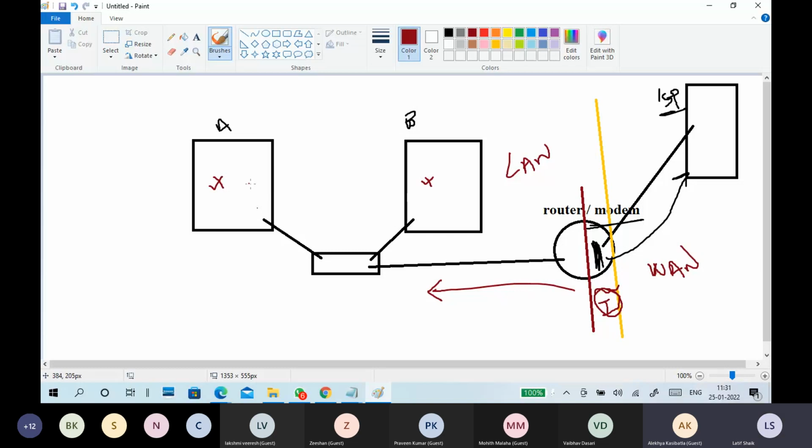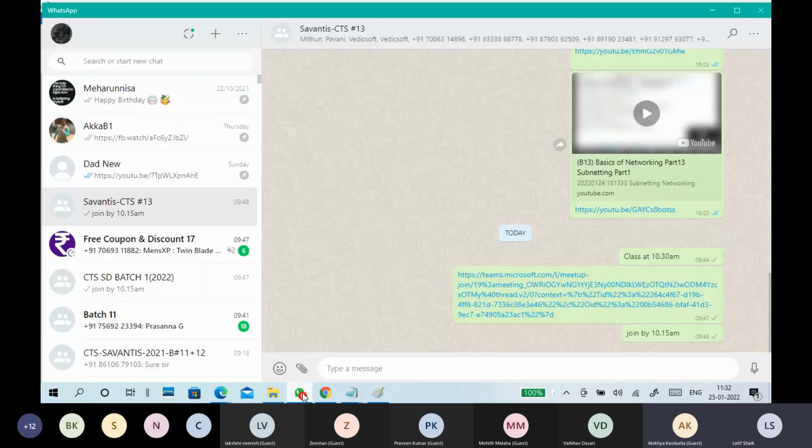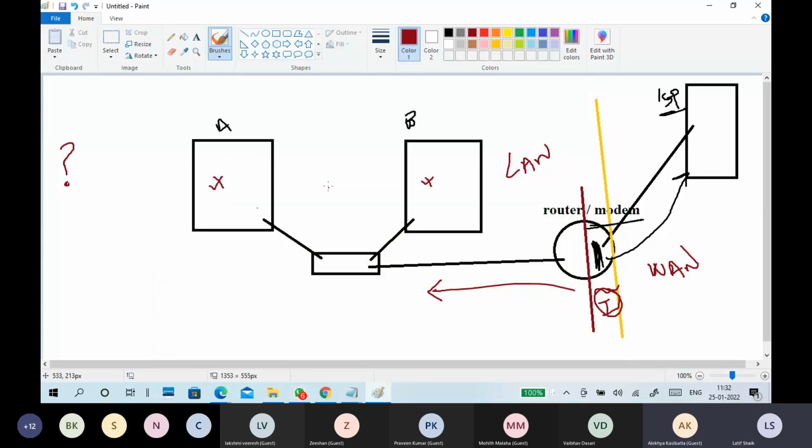Here is a question: are all devices unable to access, or only a few devices? There is always this question. Think of the case where all devices are unable to access.